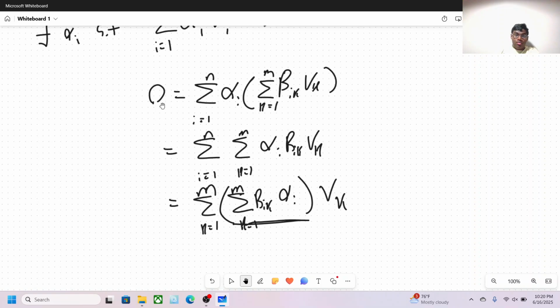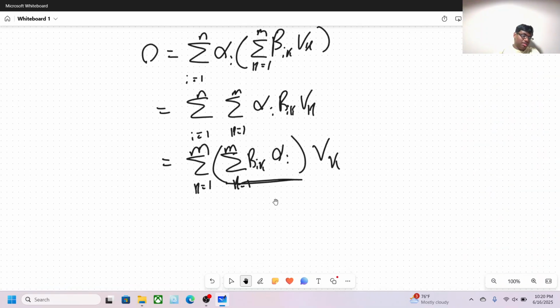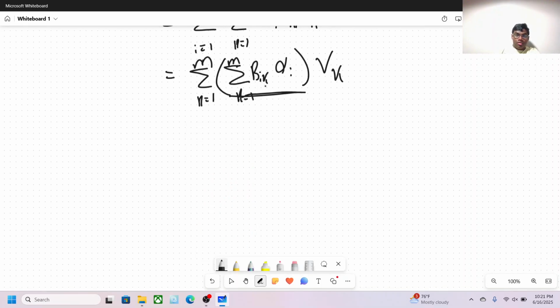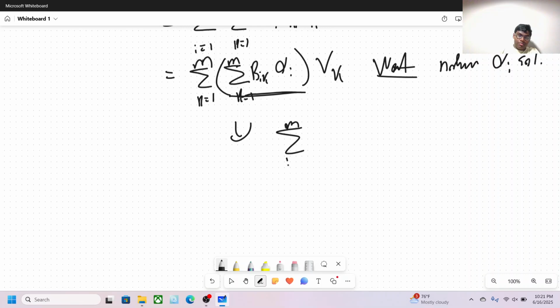Because we want to show this is a solution in V, and the V span the space. Maybe just consider this system. We want to show non-trivial alpha I solution. If all the alpha I are 0, this is equal to 0 pretty trivially. So consider the system sum over k equals 1 to m, beta ik, alpha I equals 0.